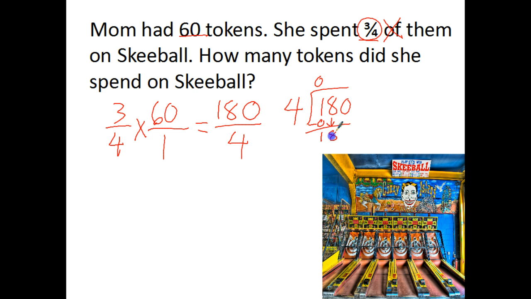Doesn't go at the beginning at all. But 4's in 18, I get 4. Which will give me 16. I got a 2. Bring down my 0. How many 4's in 20? 5. No remainder left. So mom has used 45 of the tokens on skee ball.